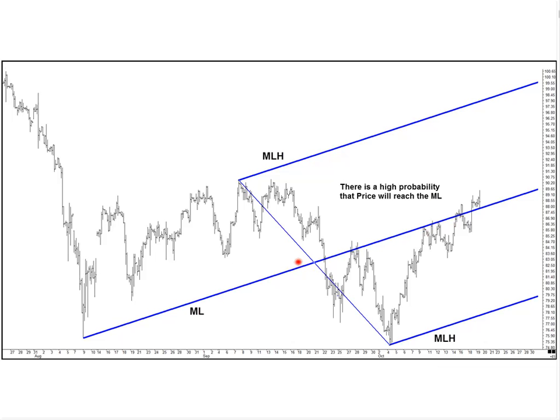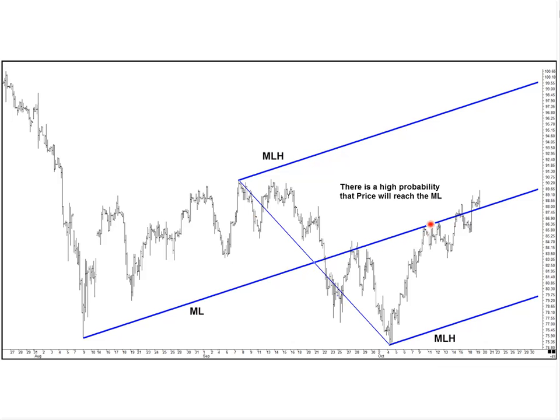There is a high probability that price will reach the median line. And you can see A, bisect the BC, project the slope forward, put it off the B, project it forward, put it off the C, project it forward. Now I've got my median line, and I know with 80% probability we'll make it to the median line, and we do.